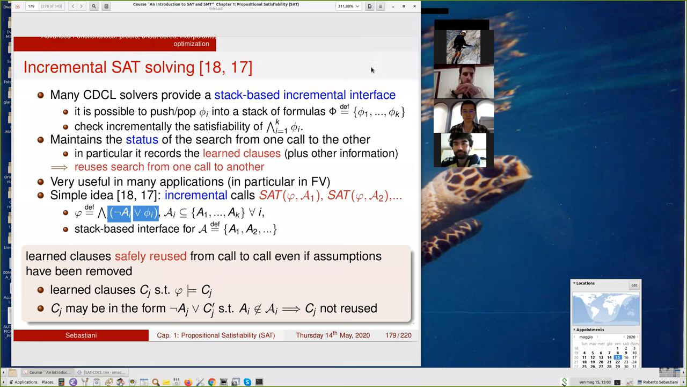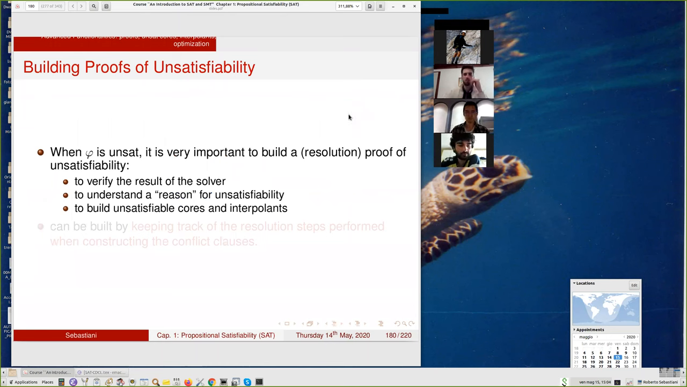However, is this incremental SAT solving clear to everybody now? Yes. Okay, cool. Let's pass to something different.